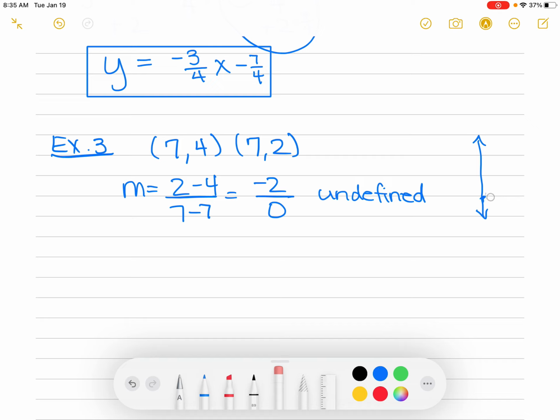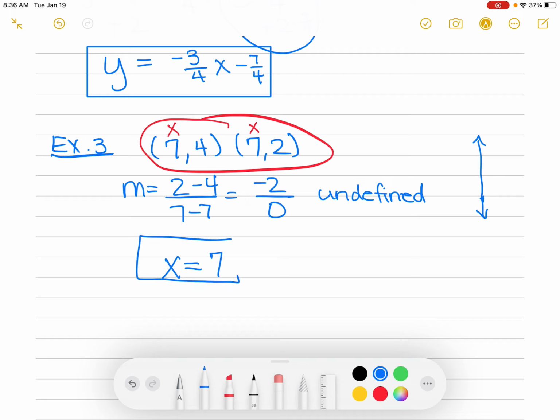It's not 0, so I can't put it into an equation to be 0. Instead, I have to remember what equations are for vertical lines, and that is x equals something. Well, how do we know what x equals? All we have to do is look up here and say, what was x on both of these? X was 7. That means my x is going to equal 7.